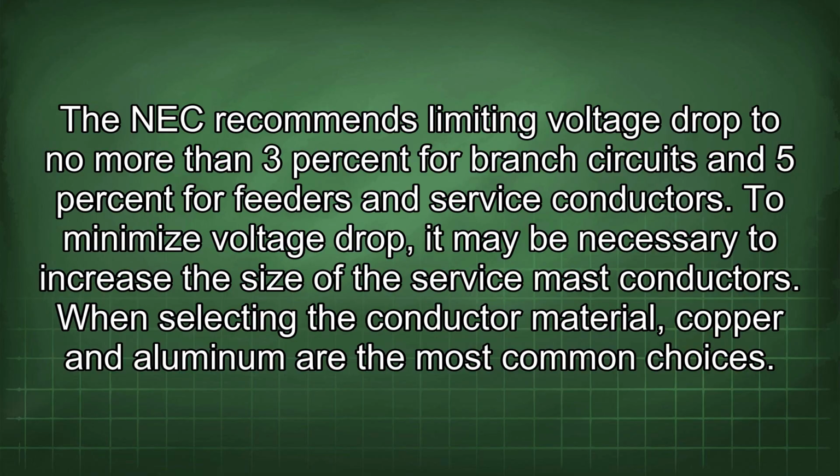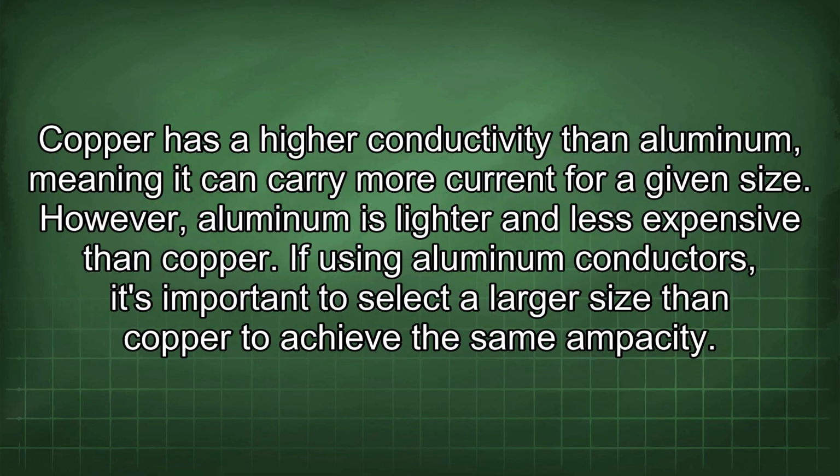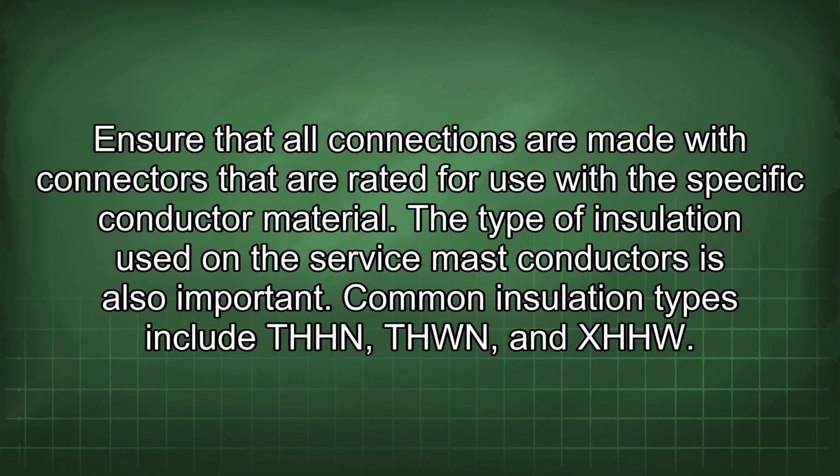When selecting the conductor material, copper and aluminum are the most common choices. Copper has a higher conductivity than aluminum, meaning it can carry more current for a given size. However, aluminum is lighter and less expensive than copper. If using aluminum conductors, it's important to select a larger size than copper to achieve the same ampacity. Ensure that all connections are made with connectors that are rated for use with a specific conductor material.